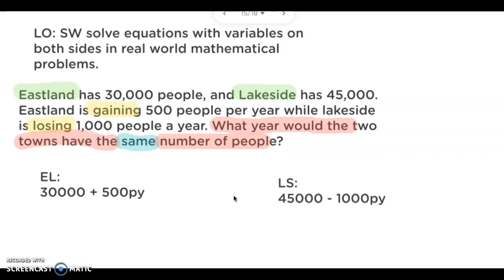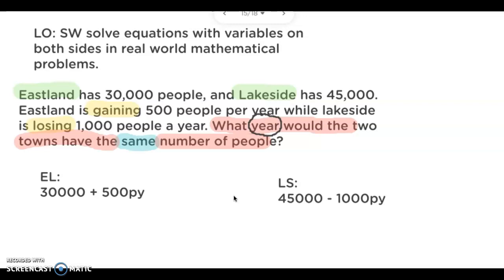And if you look at it, here in the problem, it says, what year? I want to know years. How do I know I want a year? Because the question says what year. If it says what year, then that lets me know I don't know the year. So once you identify what the year is, this is telling you where the variable belongs. Wherever you see years, that's going to be a variable.